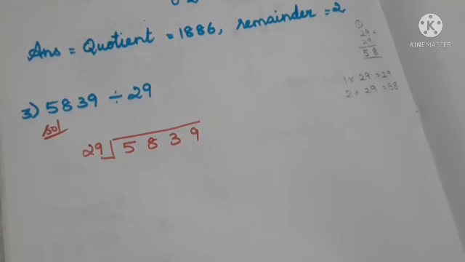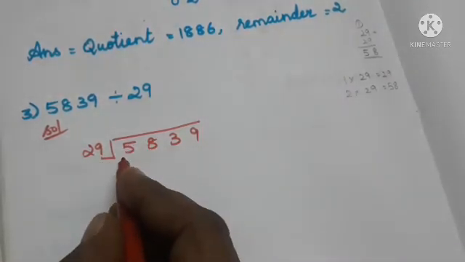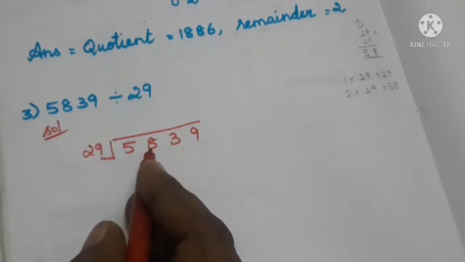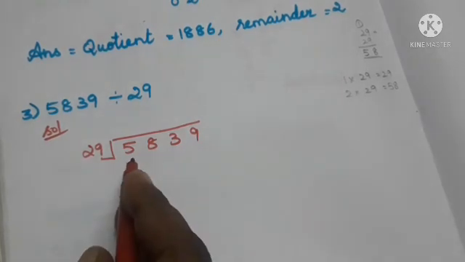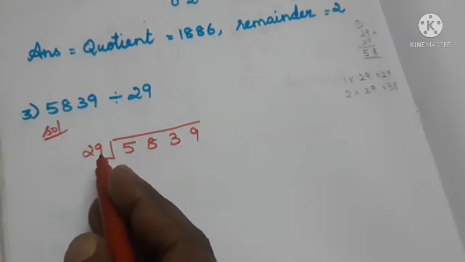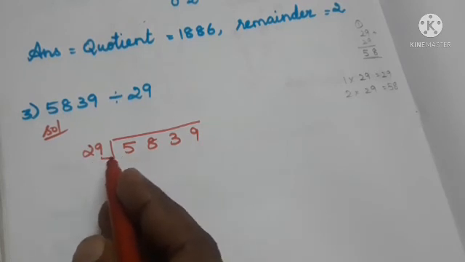Okay, ma? So listen here. First we have the divisor as 29 and the dividend as 5839. Okay, 5839. So look at the first digit in the 1000 place value. We have 5, isn't it, ma? Can you able to divide the 5 by 29? It's not possible, isn't it, ma? Because 5 is very much smaller than 29. We can't do it. If it is greater than 29 only we can do.